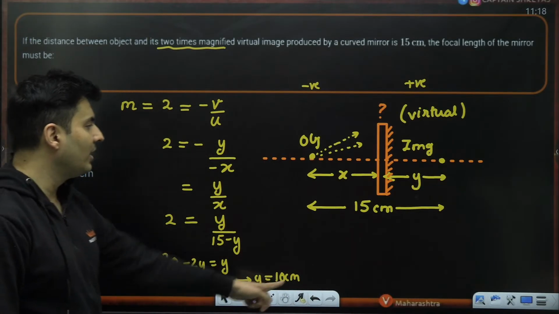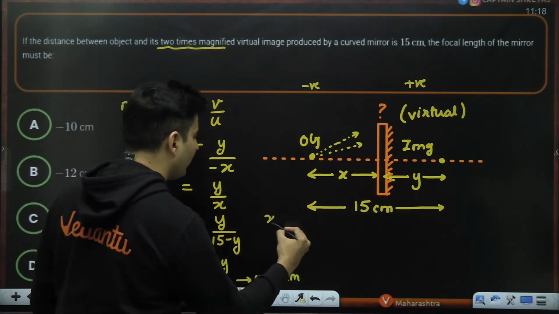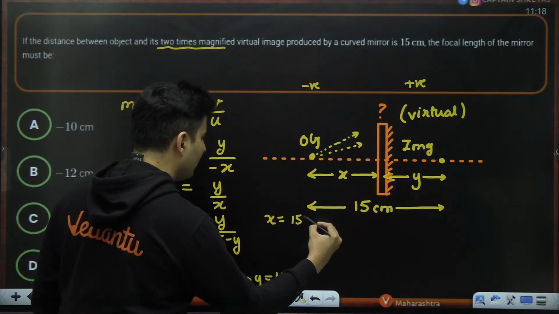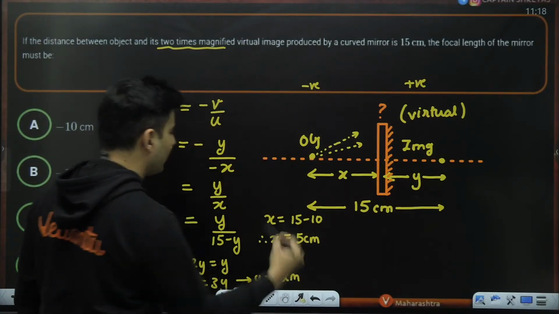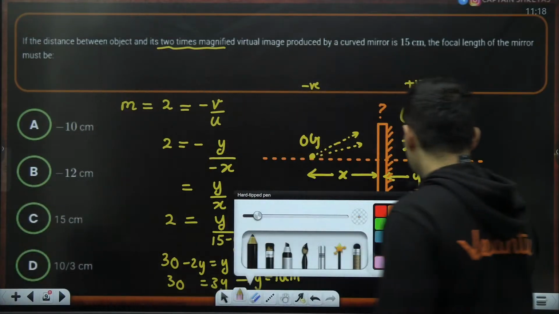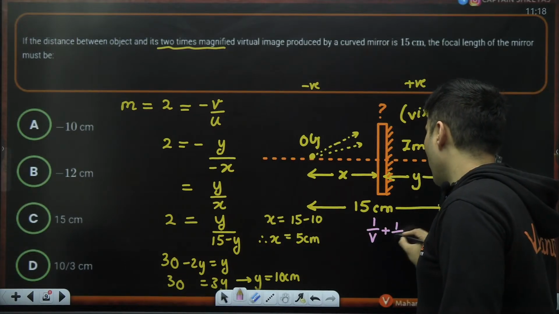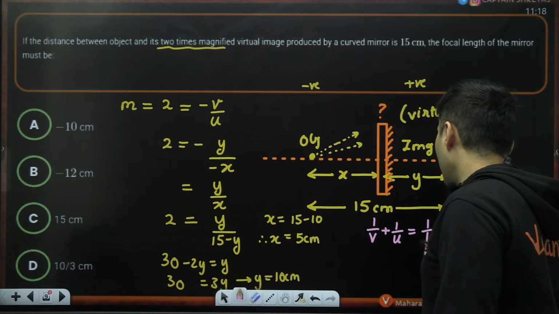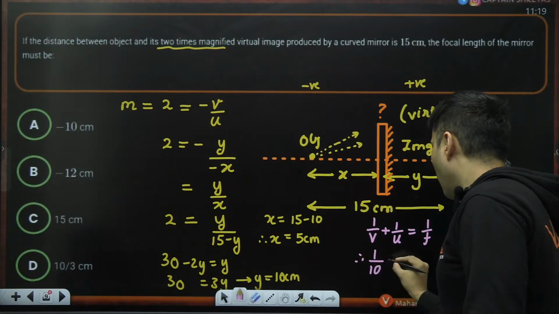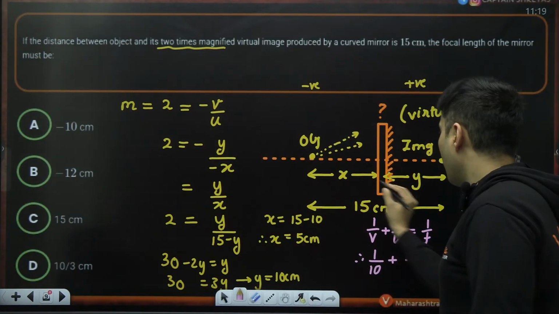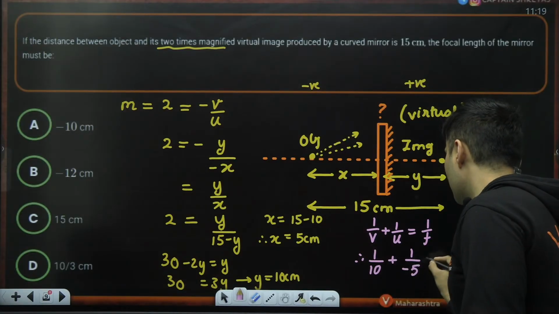So we got the image distance as 10 centimeters. From this, immediately we get the value of x. So x will be 15 minus 10, which is 5 centimeters. The last thing is to find the focal length. So use 1 by v plus 1 by u is equal to 1 by f. The image distance is 10. What is the object distance? It is minus 5 because x is 5, so with the sign convention it is minus 5.